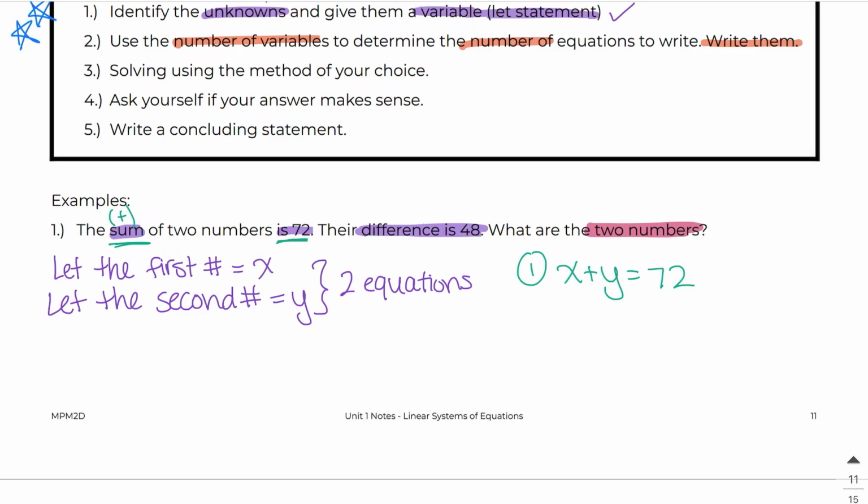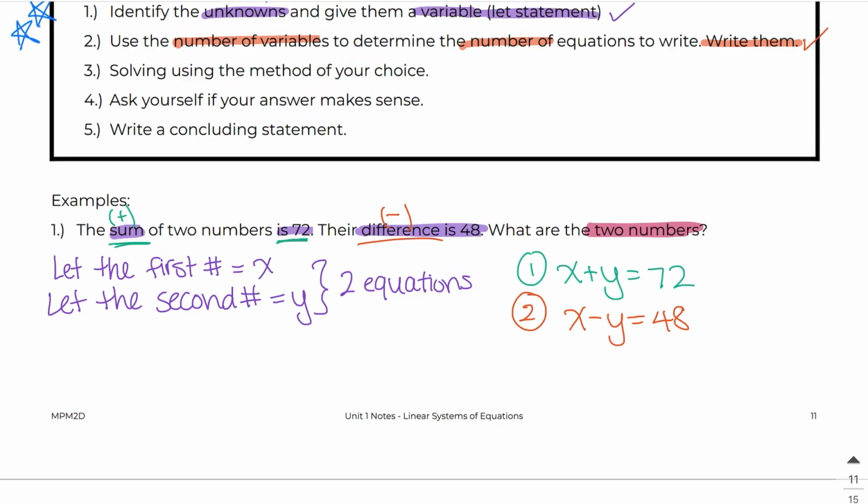Okay, and the second equation that's given to me is that their difference is 48. And remember, difference means to subtract. So right here, my second equation says that if I subtract the 2 numbers, I will get 48. That's the hardest part, writing the equations. This one's not so bad. We're going to get into ones that are a little bit more challenging. So step 2 is done.